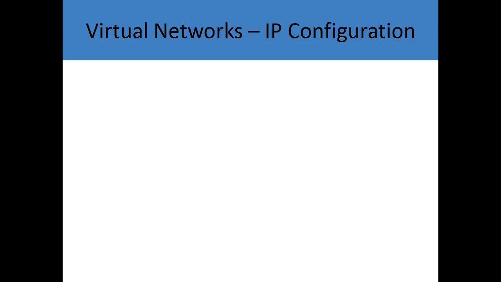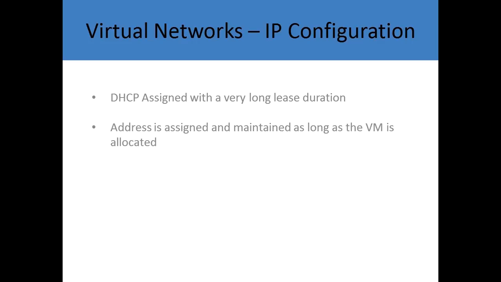So with respect to the IP configuration, as mentioned, there are some restrictions and considerations. For starters, all of the virtual machines within an Azure virtual network are assigned a DHCP address that has a very long lease duration. So in essence, even though they are dynamically assigned, from all practical perspectives, it does have the same address for a very long time, possibly for its entire lifespan. The address is assigned and maintained as long as the virtual machine is allocated. So even if you shut it down, it will still come back up with the same address when you start it up again. It's not until it's deallocated entirely that the lease is actually let go.